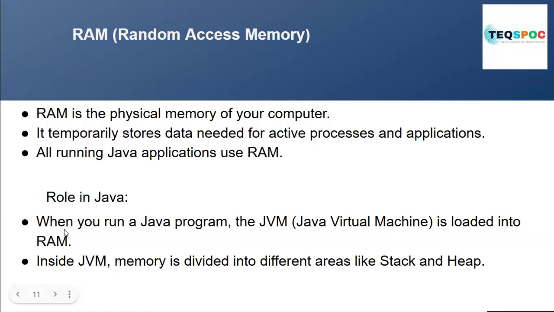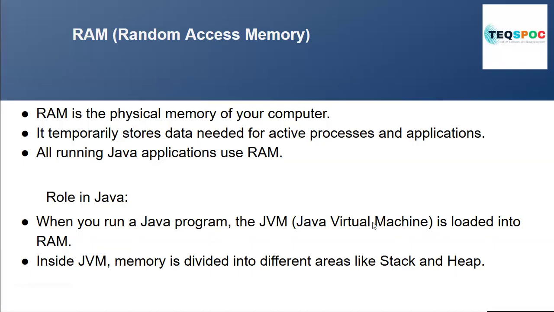The role in Java: when you run your Java program, the JVM, that is the Java Virtual Machine, is loaded into RAM and then it will execute your program. Inside the JVM, memory is divided into different areas like stack and heap. When you run your Java program, the JVM loads into RAM and then further divides it into stack and heap.